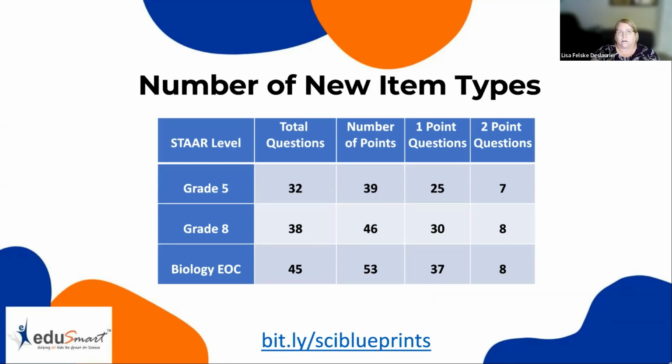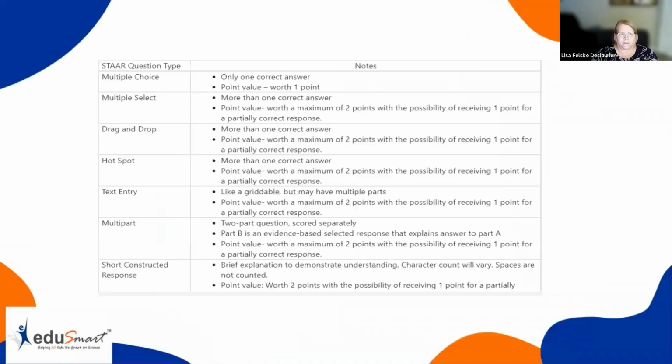Now our unit tests only have 5 questions. And so what we did there is just put at least 1 question of each new item type in a unit test. Reporting category tests, they have 20 questions. And I can't remember offhand, but we used the math there to determine how many of those should be the new item types, how many should be 1 point, and how many should be 2 points. And the same for the reporting category test.